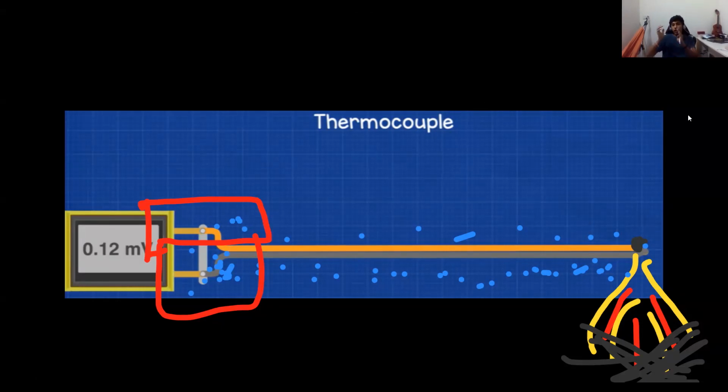So what happens is, as the temperature changes, there is a difference in the number of electrons that are flowing to the other side, and because of that, there's a different voltage in each of the metal strips. That causes a different potential difference depending on the temperature. Does that make sense?